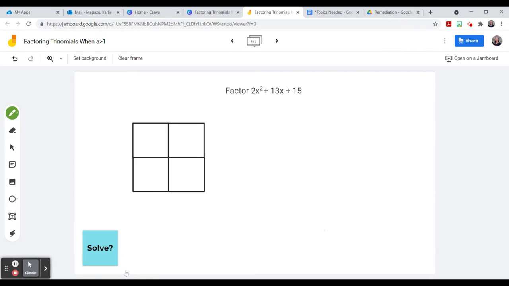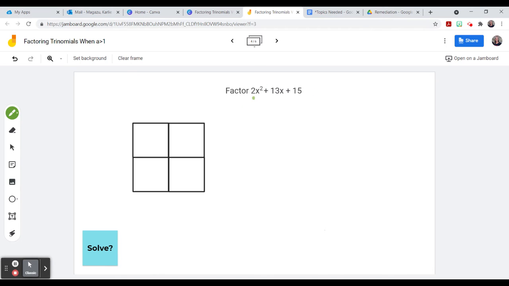Back again with some more factoring, but this time, what happens if your A value is greater than 1? Dun dun dun! Guess what? Nothing happens. It's the exact same thing, which is the beauty of the area model. Nothing changes. So check it out. Are you ready? Because I don't think you're ready for this factoring. Psych, you are. Let's go.